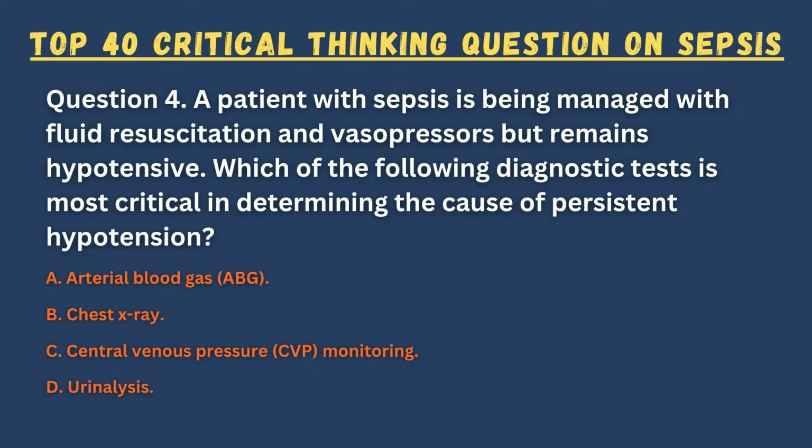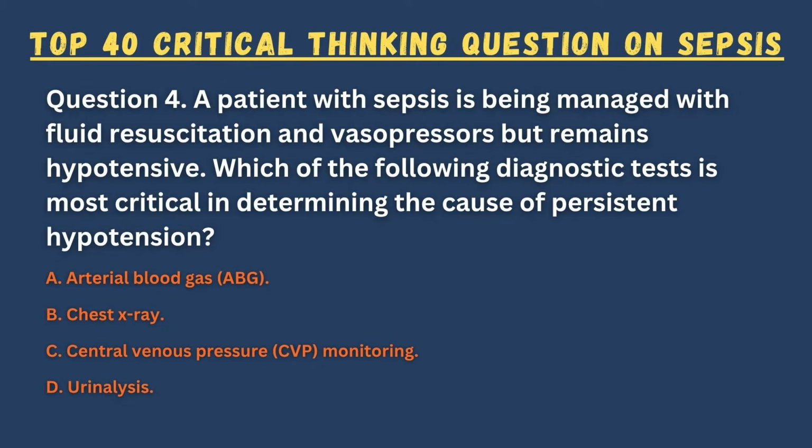Question 4. A patient with sepsis is being managed with fluid resuscitation and vasopressors, but remains hypotensive. Which of the following diagnostic tests is most critical in determining the cause of persistent hypotension? A. Arterial blood gas (ABG). B. Chest X-ray. C. Central venous pressure (CVP) monitoring.